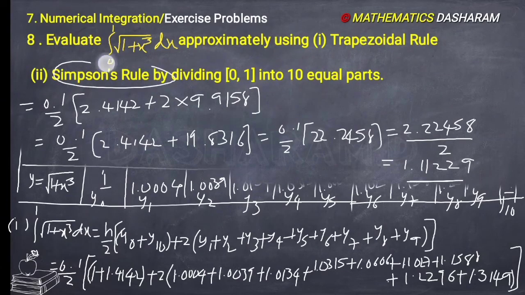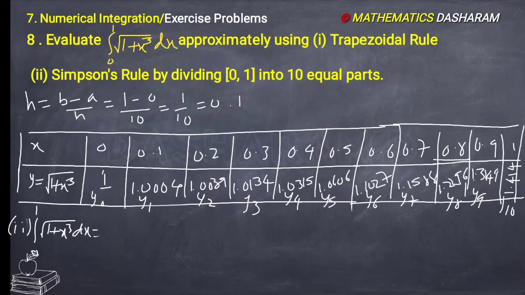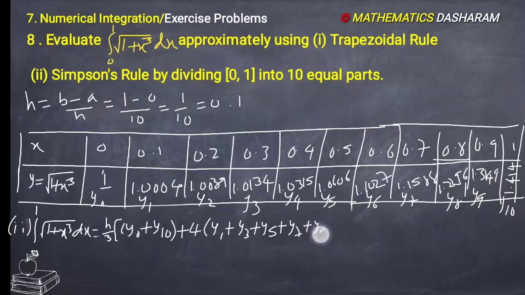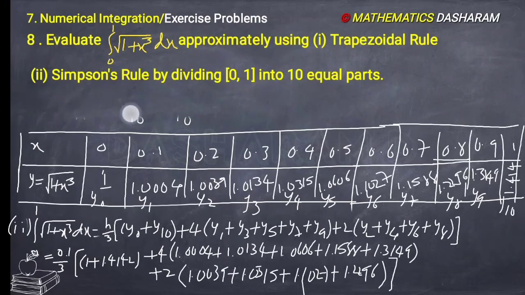Next, second one, Simpson rule. So the Simpson rule is h by 3 bracket of sum of the first and last ordinates y0 plus y10 plus 4 bracket of sum of the odd ordinates y1, y3, y5, y7, y9 plus 2 bracket of sum of the even ordinates y2, y4, y6, y8. Now substitute the values in this. Now let's simplify this answer.